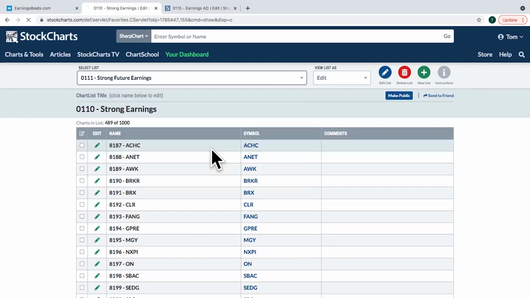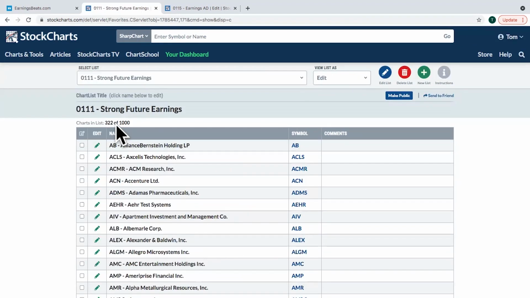Let's look at another one. I mentioned the strong future earnings. Right now, I have 322 companies on this list. Remember, none of these 322 are on the strong earnings chart list. These are separate companies that are showing strength, but didn't report solid earnings and revenues in their last quarter, or they didn't beat estimates, or they're getting ready to report. So they got pulled off of the strong earnings chart list, and they've been added here because the various conditions that we look for, the high scooter score and so forth, all meet our criteria.